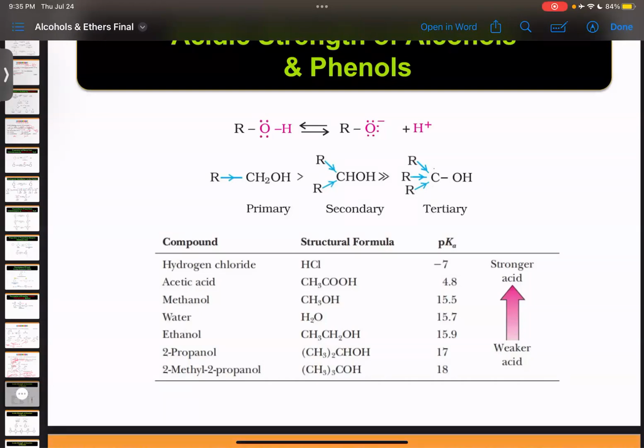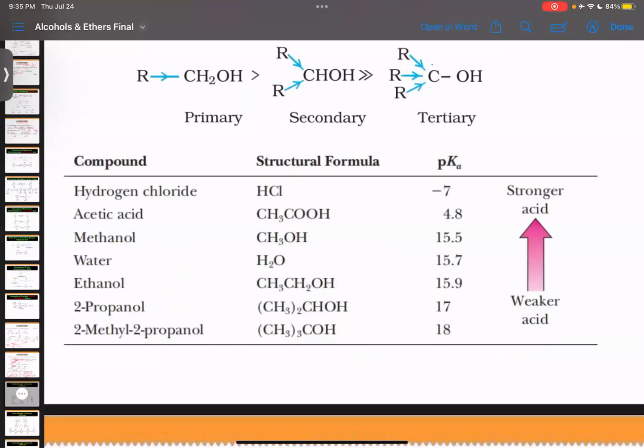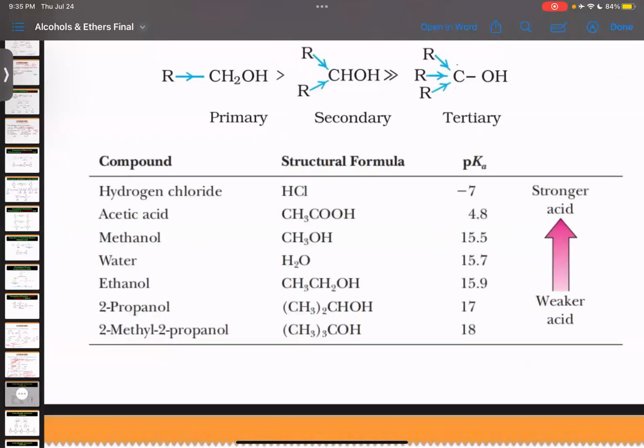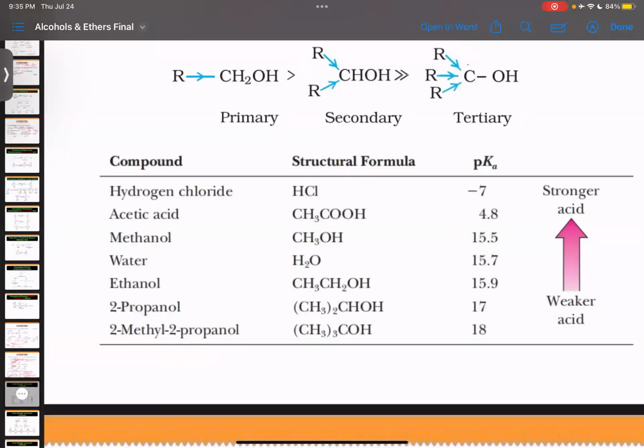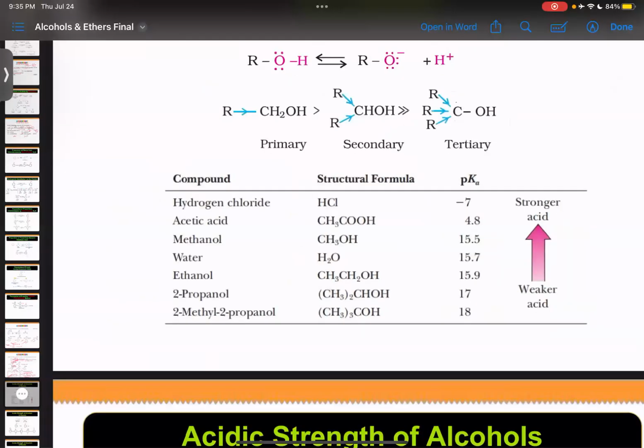This is the acidic strength of the alcohol. Not only alcohol, the other functional groups you can see here. Got it? Yeah, Ibrahim. Yes.